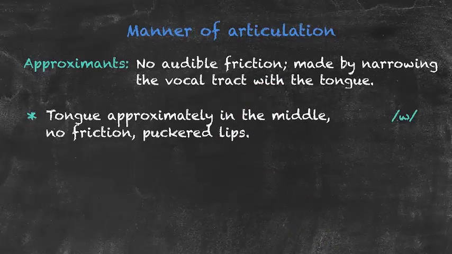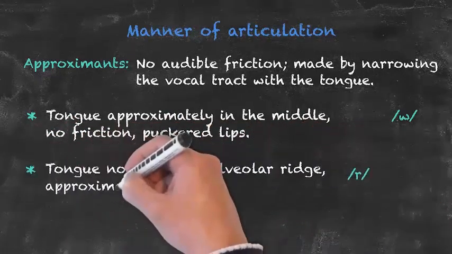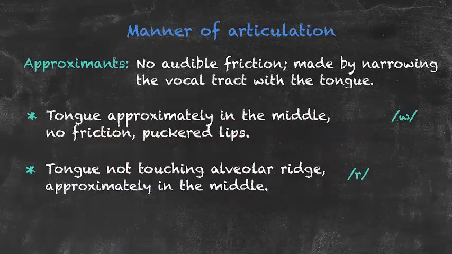Next, we have our r sound. Again, there isn't any audible friction within our vocal tract here, and it's a very difficult sound to produce. It's very close to the lateral sound, but the key differentiation here is that our tongue is not touching our alveolar ridge. It's approximately in the middle of our mouth. One more time, that's r. Finally, we have our y sound, and y, again, is just approximately in the middle there. It's not causing any audible friction. It's y.